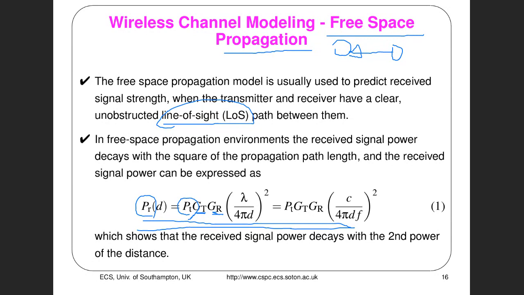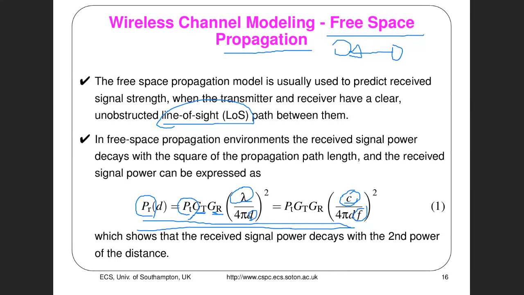And lambda is wavelength, which is calculated by c divided by f. So c is the speed of light, f is the center frequency of the frequency band you are using for signal transmission, and d is the distance between the transmitter and the receiver.